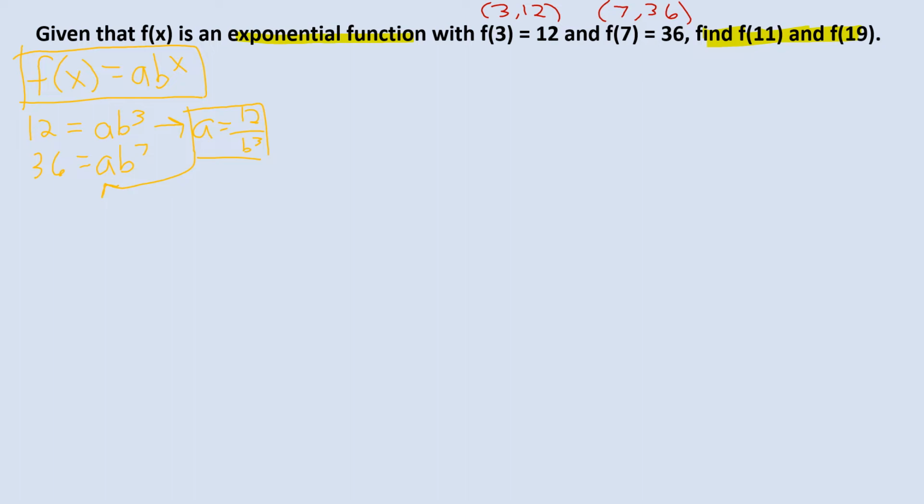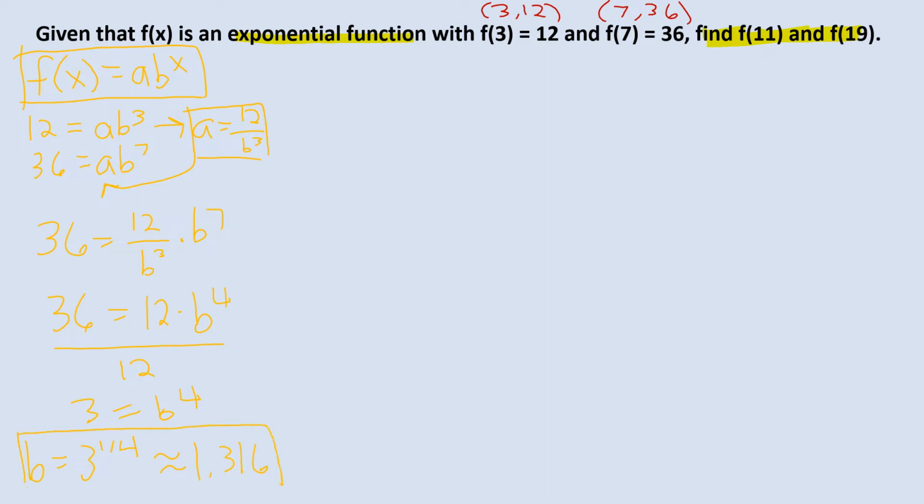We're going to substitute the a, and we are going to get 36 equals 12 over b to the third power times b to the seventh power, which of course simplifies down to 36 equals 12 times b to the fourth. Divide both sides by 12, and that will give us b equals 3 to the 1/4 power, which is approximately equal to 1.316.